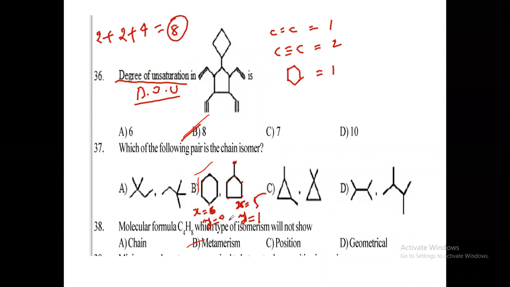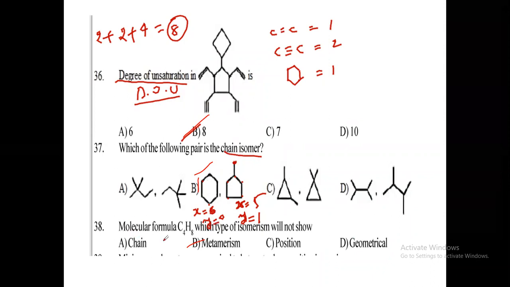So when X and Y values are different, we say chain isomers. So these two are chain isomers. If X values and Y values are the same for two compounds, they will be taken as position isomers. So this B has different X and Y values. Therefore, chain isomerism is shown here.